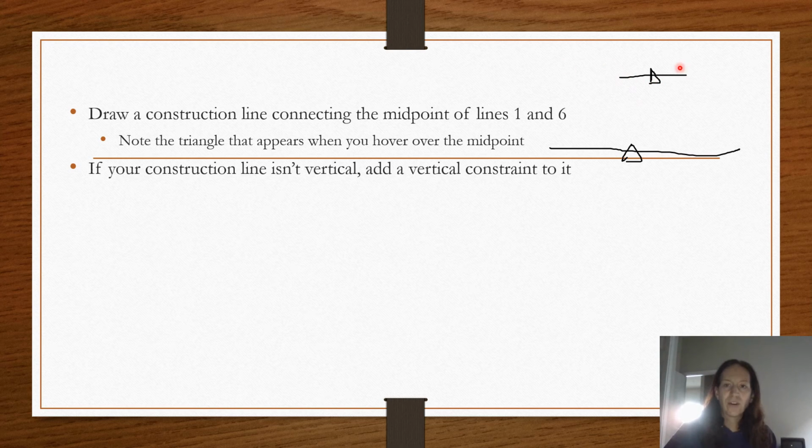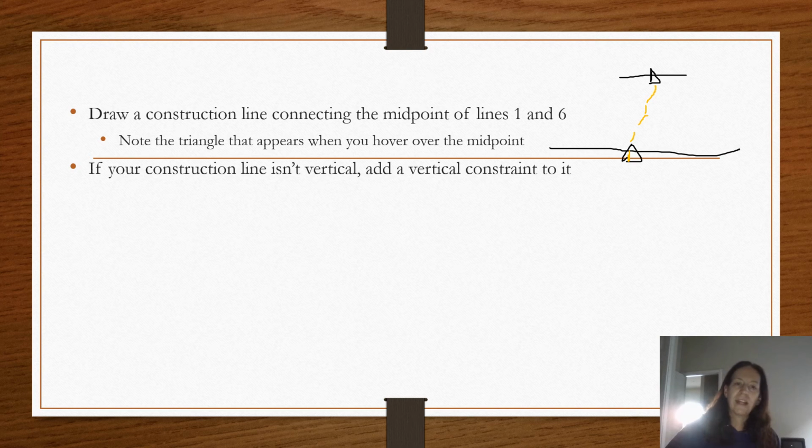So you're going to hover your cursor over that top line until the triangle appears, and then you're going to click it so you can draw a line. It's going to draw a dashed line, and then bring it down to the bottom line and find the midpoint of the bottom line. And then what you should see is something like that. It should be a beautiful dashed line connecting those two midpoints.